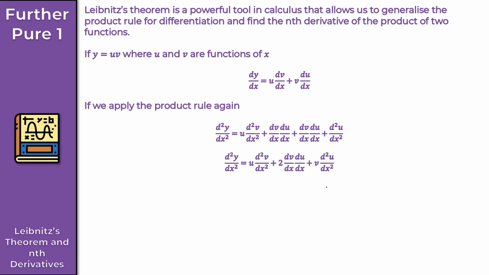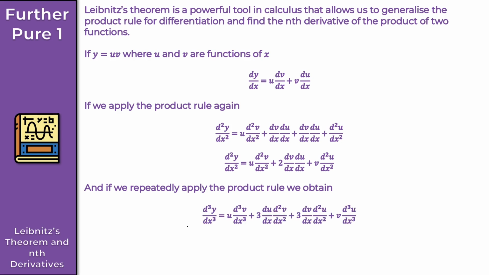And then clearly we can simplify this, right? So the second derivative of y is equal to u times the second derivative of v plus two lots of dv by dx times du by dx, and then finally v times the second derivative of u. And if we repeatedly apply the product rule, we obtain the following. For the third derivative of y, that's equal to u times the third derivative of v plus 3 lots of du by dx times the second derivative of v plus 3 lots of dv by dx times the second derivative of u plus v times the third derivative of u.